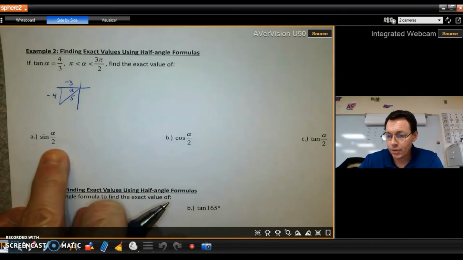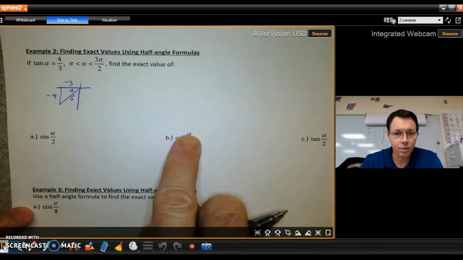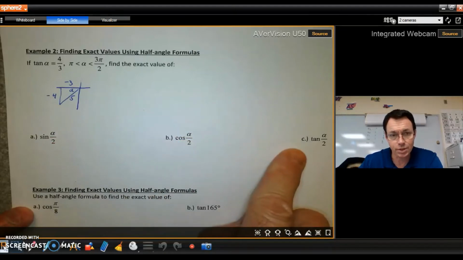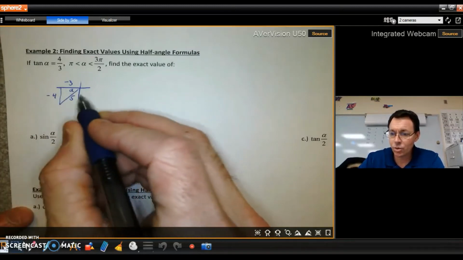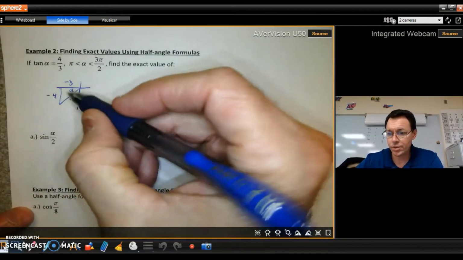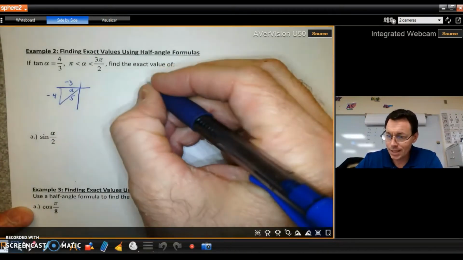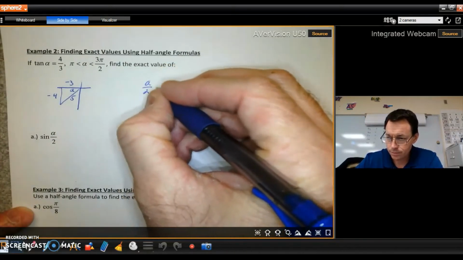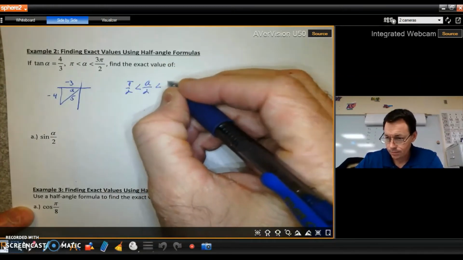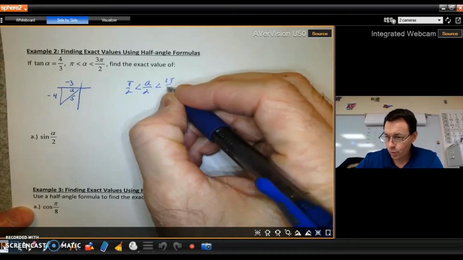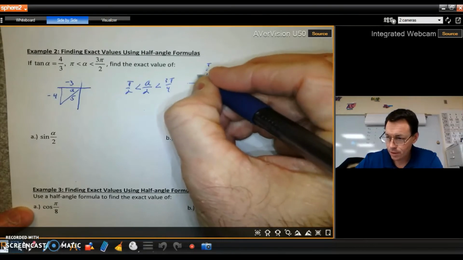Now, down here they're going to ask us, you know, what is the sine of half of alpha, or the cosine of half of alpha, or the tangent. So we have to understand where that is. If a given angle is in quadrant 3, so if it's between pi and 3 pi over 2, then its half angle is going to be between pi over 2 and 3 pi over 4, which is, again, if you visualize that, here's pi over 2, here's 3 pi over 4.